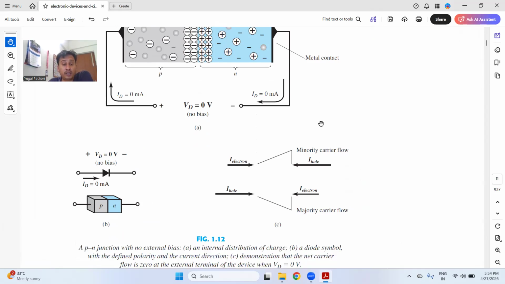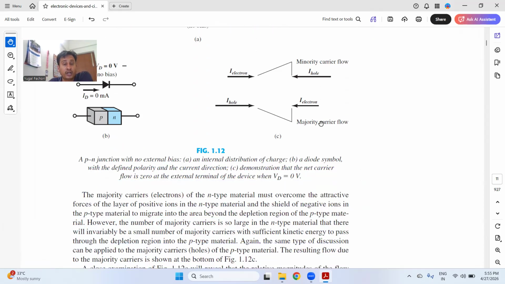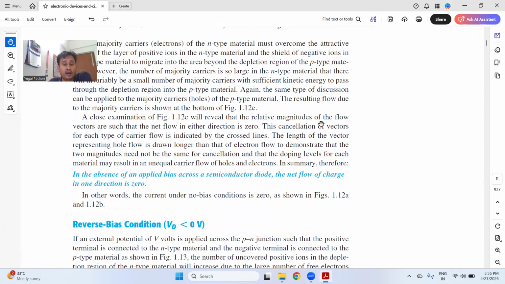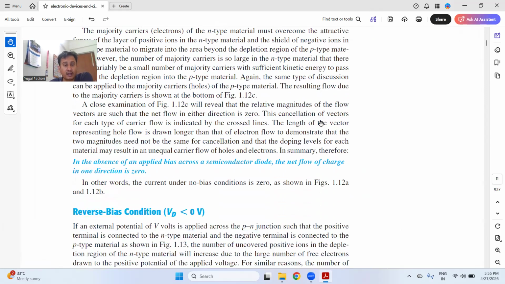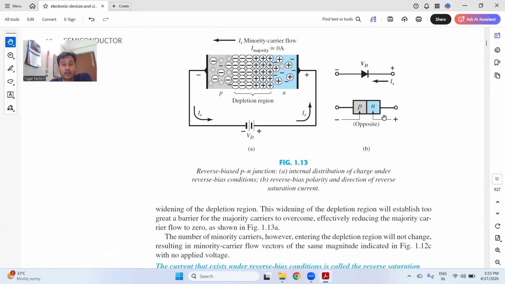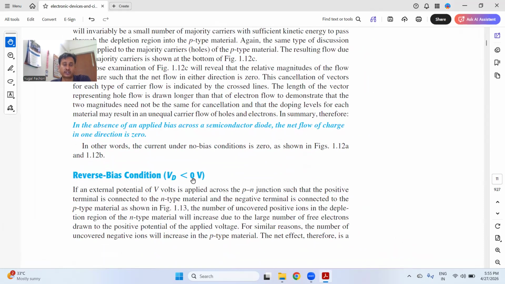Now I told you that there are three modes of operation of a diode. One is the no bias mode, the other is the forward bias, and the third one is the reverse bias. Now let us discuss what reverse bias is. Reverse bias is a condition when we apply negative voltage to the diode.